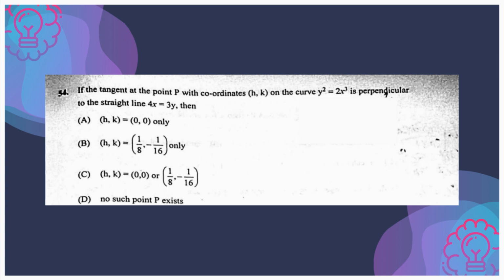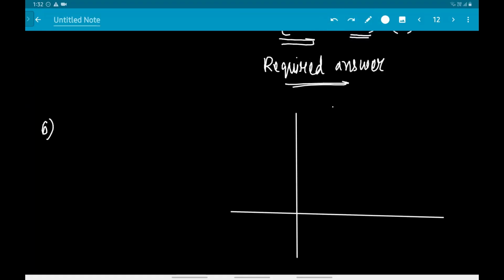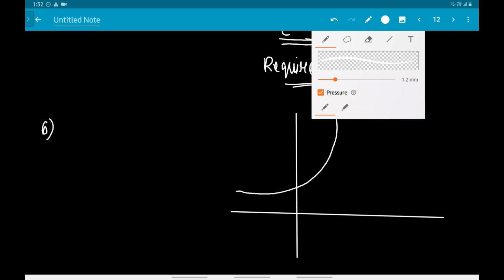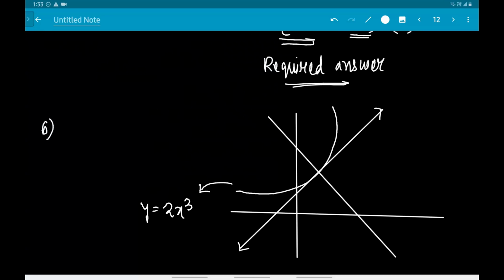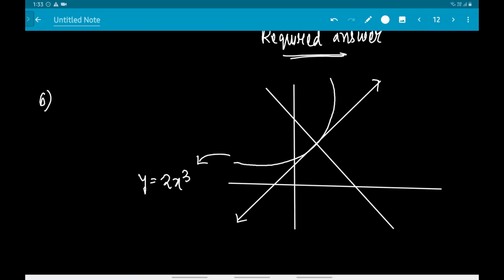Suppose this is a coordinate axis and we have a curve like this one. Now the tangent is like this. This is a tangent, and this is the equation of the curve, y square equal to 2x cube. It is given that the tangent is perpendicular to the straight line 4x equal to 3y. Here actually it is passing through the origin, but I have just arbitrarily taken the drawing.